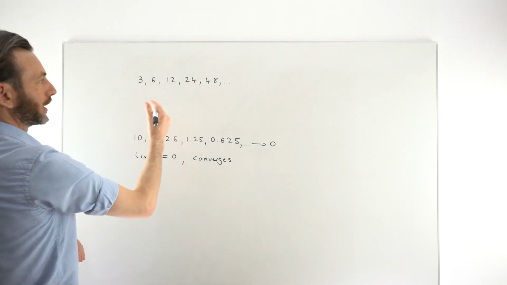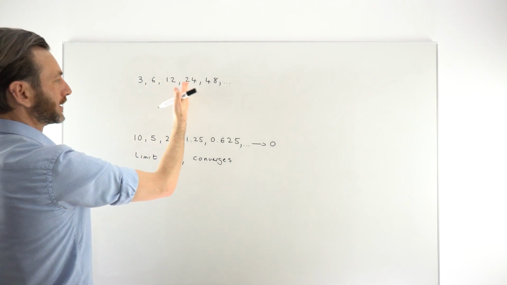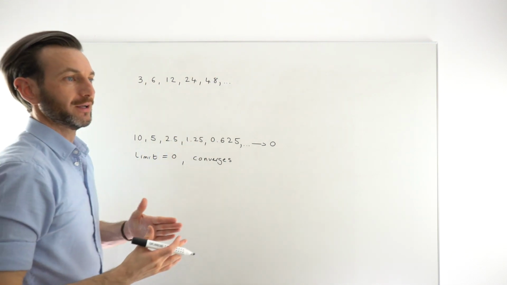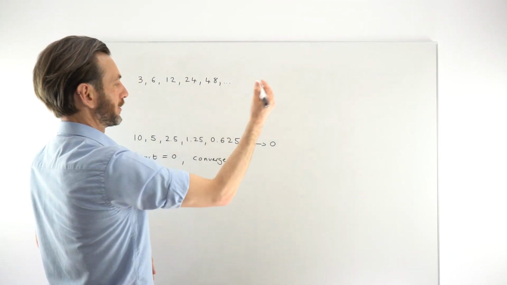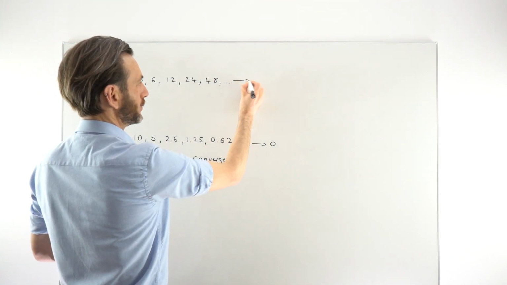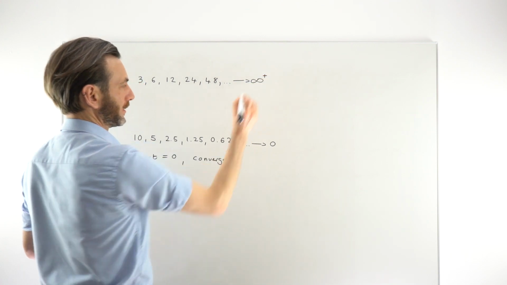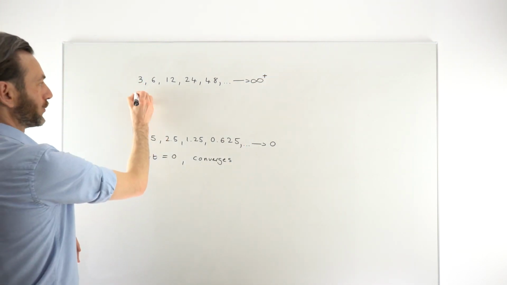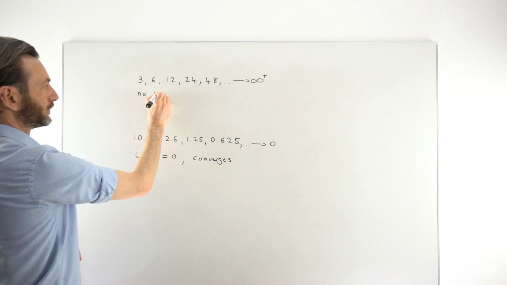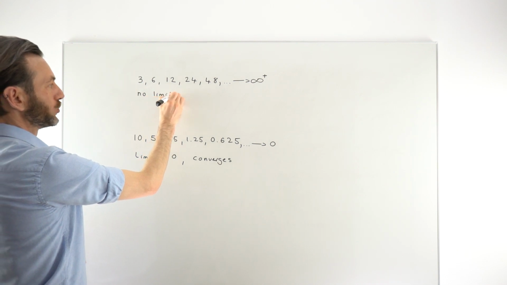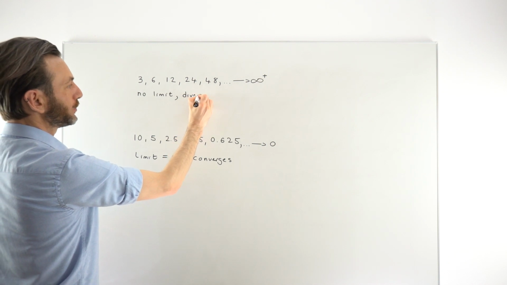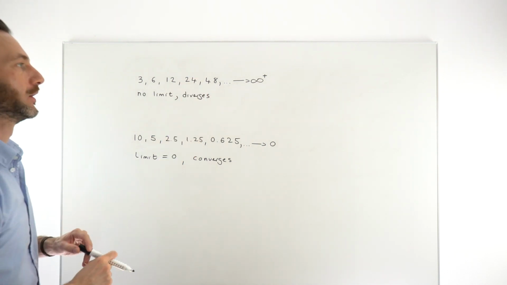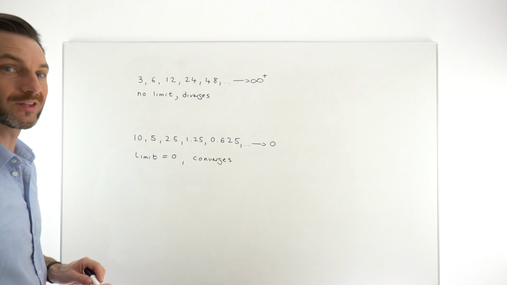This one up here, on the other hand, is doubling every time. Each of the terms is 2 times the previous term. That's just going to get bigger and bigger, so it diverges to positive infinity. It has no limit, no number that it's getting closer to. So it's possible to get both types of behavior with a geometric sequence.